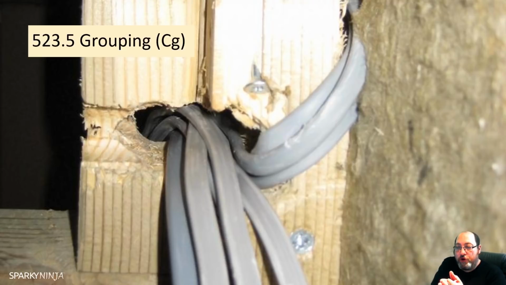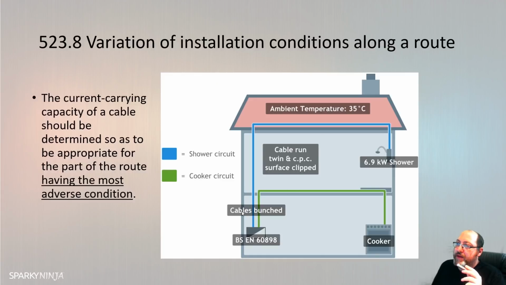Now if I had them grouped through a higher ambient temperature, I'd have to apply both factors simultaneously, because they are grouped, which is a derating, and they're in a higher ambient temperature at the same time, which is a derating. I multiply the factors together to create another unique factor. But, and it says this in 523.8, back in 523, the current capacity of a cable must be determined so as to be appropriate for the part of the route having the most adverse condition.